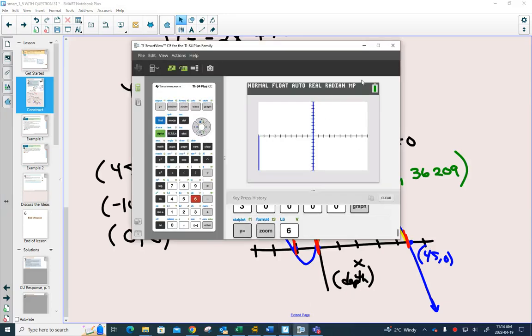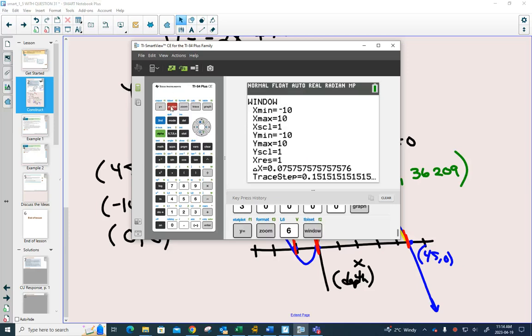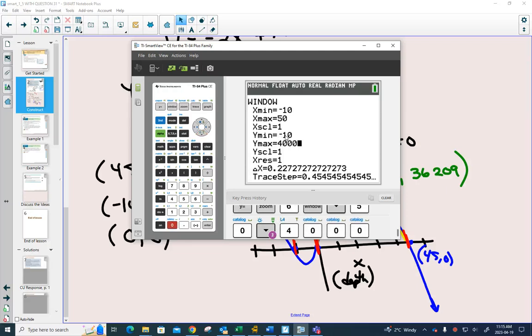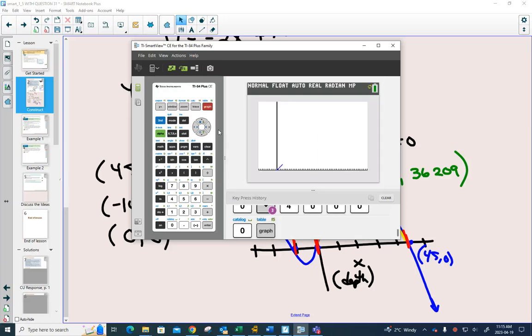So you're going to need to know a little bit about this graph in order to figure it out. On your graphing calculator, to change your window, you hit your window button. So my x min, negative 10, I'm okay with that. My x max, I'm going to change to 50 so that I can see that 45. My y min, I'm okay with negative, having a negative answer, make sure that you see your x-axis. But we already know that this should go up to 40,000 because the max is at 36,000. Now when I graph it, it gets that nice curve.